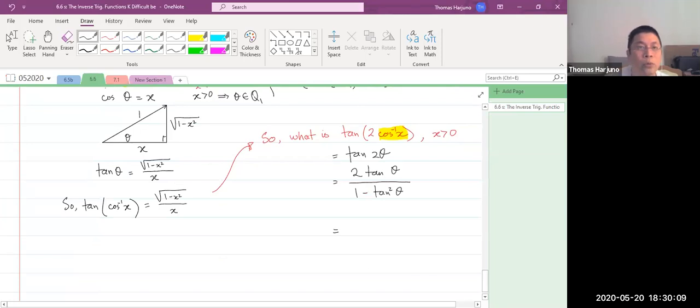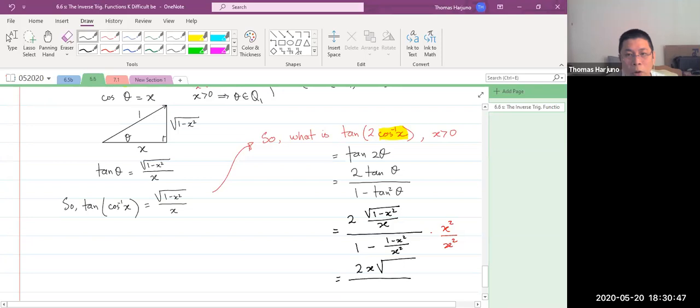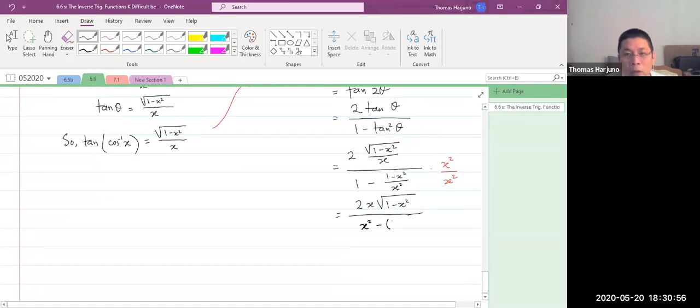Okay, which is equal to 2 times square root of 1 minus x squared over x, all over 1 minus the square of the tangent, square root of 1 minus x squared over x, squared. Then multiply by the LCD x squared to clean up. Then I will get 2x square root of 1 minus x squared on the top, and the bottom I will get x squared minus 1 minus x squared. That will be 2x square root of 1 minus x squared over 2x squared minus 1.